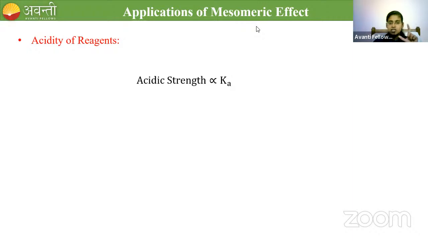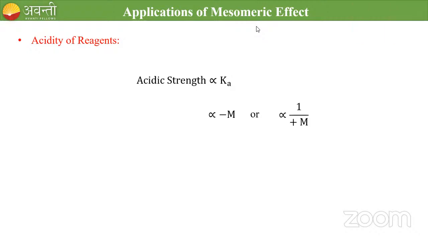Yeah. So talking about acidity. If you want to find out the acidic strength using this mesomeric effect, then you should follow the relation which I am giving. Acidic strength is directly proportional to minus M effect, and it is inversely proportional to plus M effect.